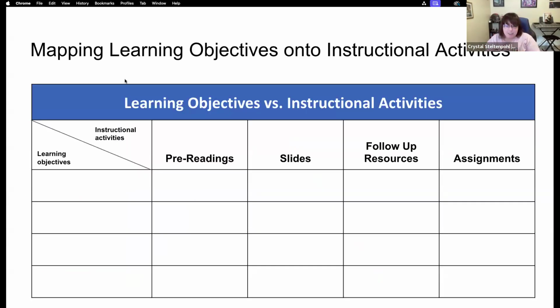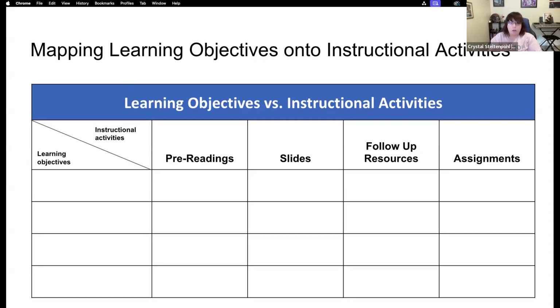One of my favorite activities, which really helps me understand how my learning objectives are actually going to map onto what people are going to be doing as part of the training, is to map my learning objectives onto instructional activities. I have an example here, and I'll go through what this means. These columns, pre-readings, slides, follow-up resources, assignments, can really be anything.